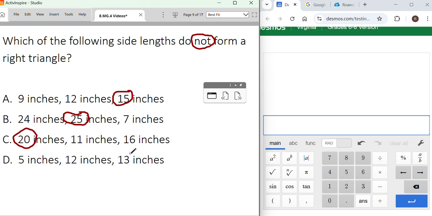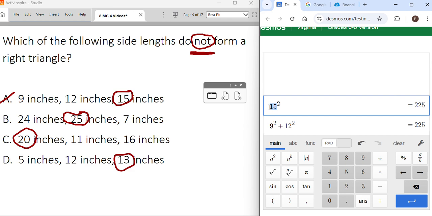So I'm going through and I'm finding the longest length in each choice. So I know the longest length, the hypotenuse length, has to be by itself. Then I would do the leg squared plus the other leg squared. In this case, they are equal, but we want one that does not work. So that is out. Now let's try the next one.